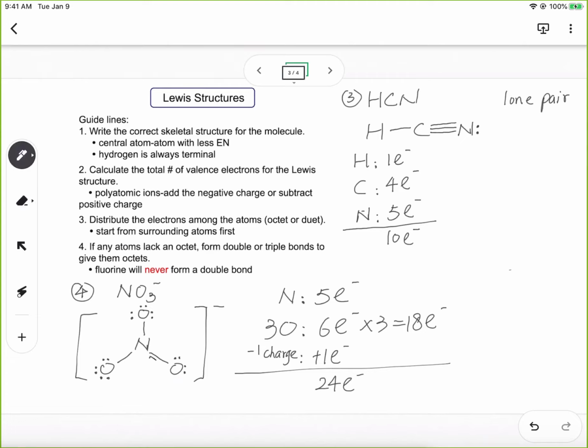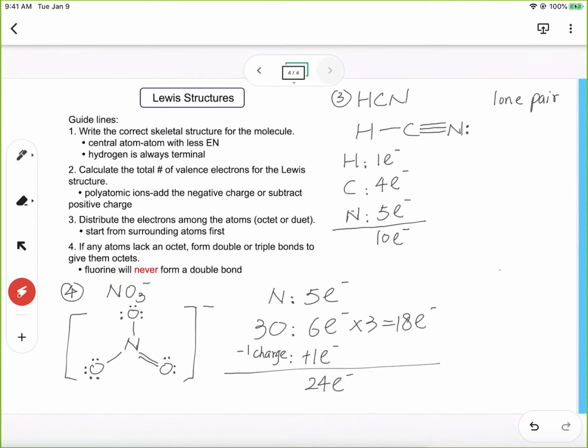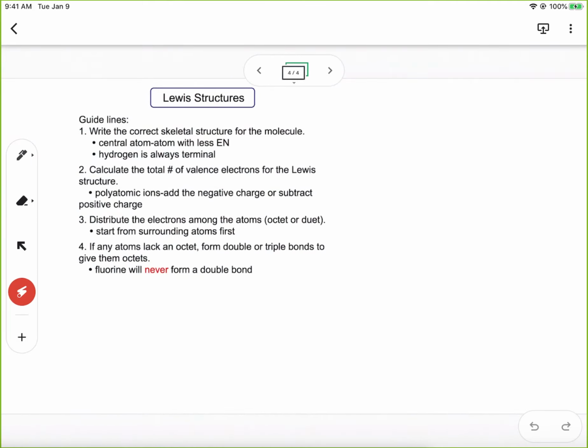Form 1 double bond, and now nitrogen and the 3 oxygens are happy, and we finished step 4. That's pretty much it, right? That's what we have for the Lewis structure of NO3 minus. All right, one more example. Now this one is a little bit different. Number 5.